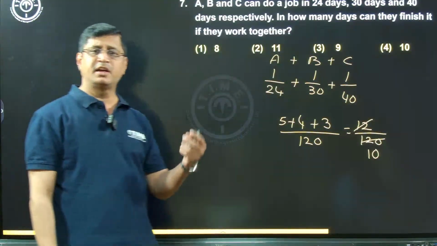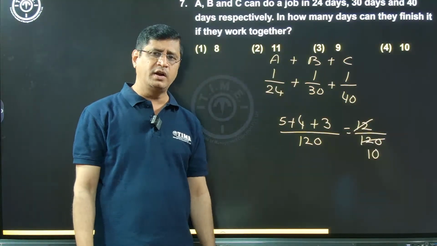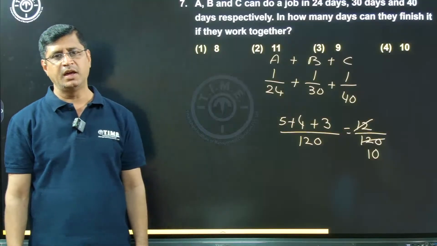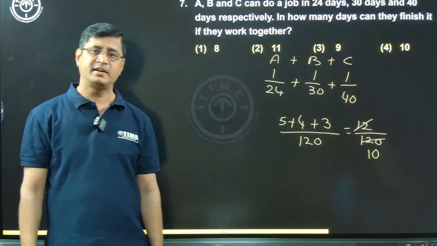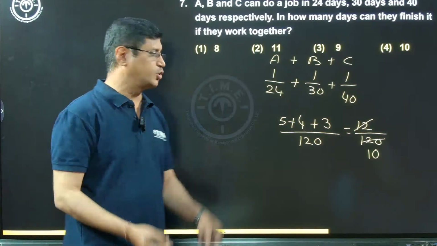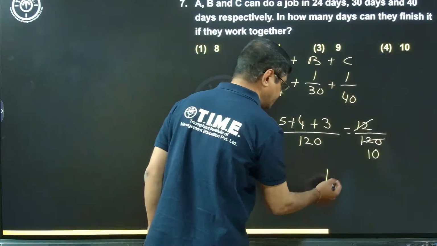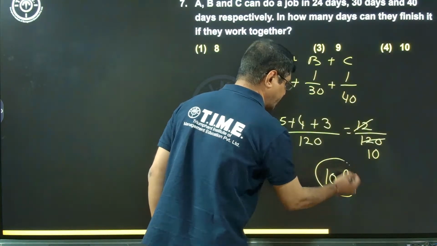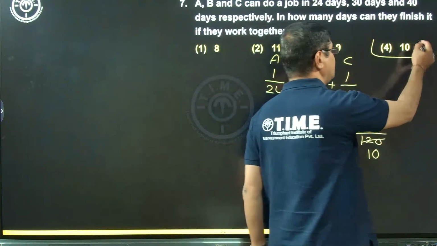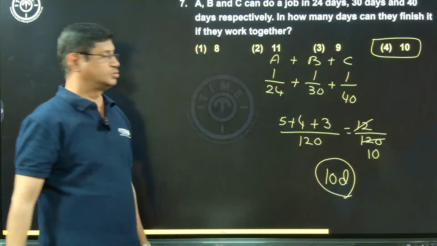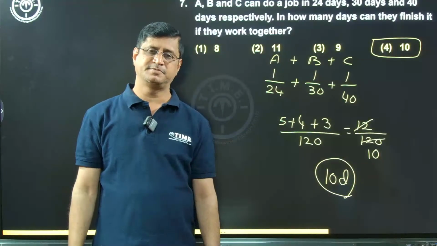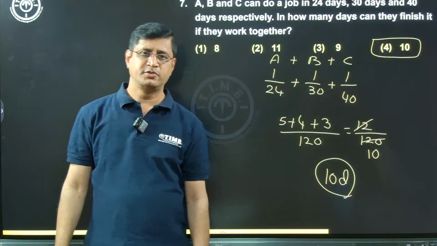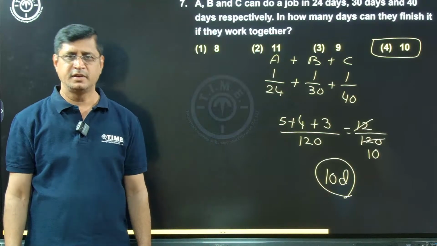What is 1 by 10? 1 day work. In 1 day, all the three, A, B, and C, complete 1 by 10th part of the work. So what is the total time? Total time is 10 days. So what is the right choice? Option 4. Choice 4 is the correct answer. Okay. Shall we move to the next example? Yes.